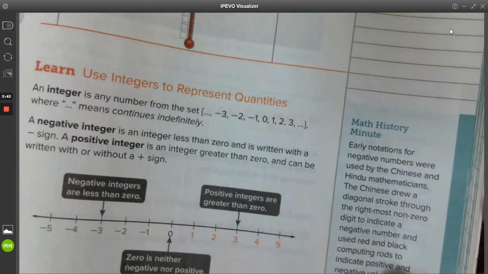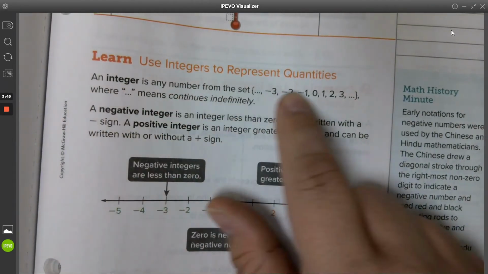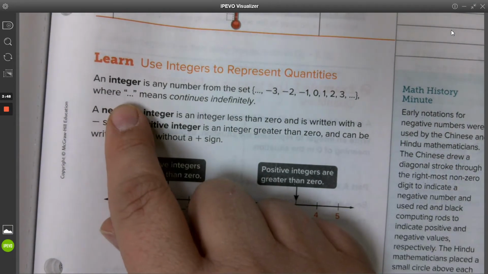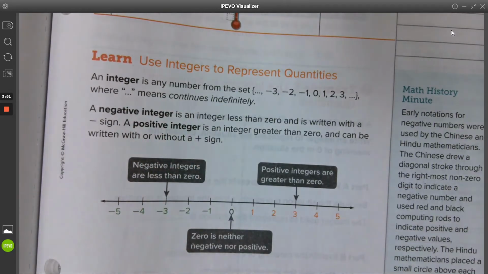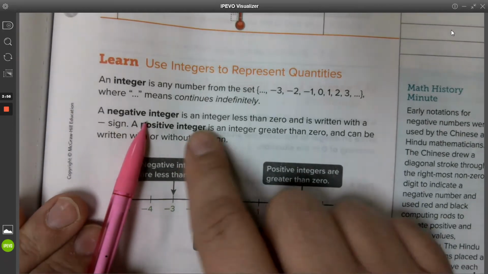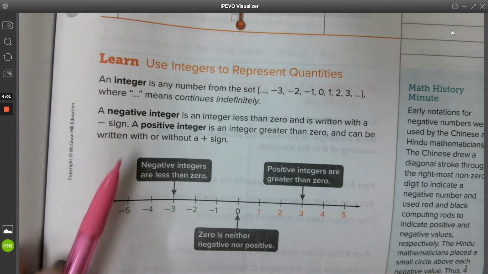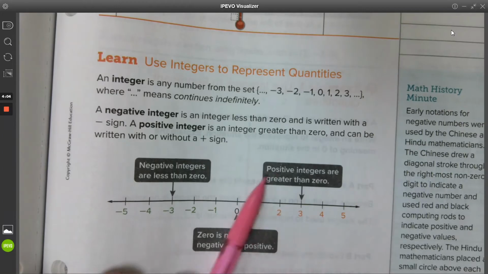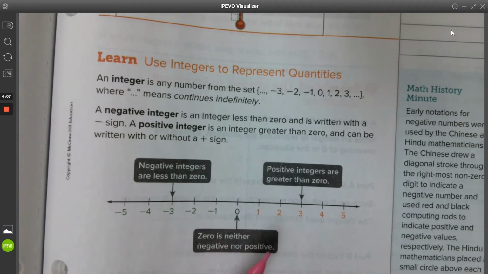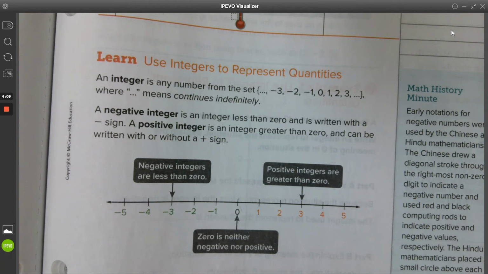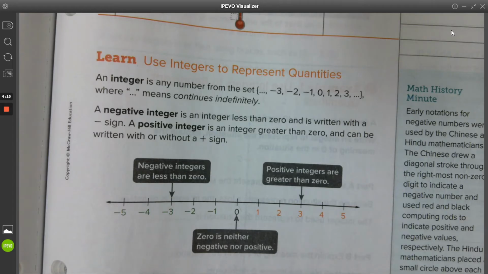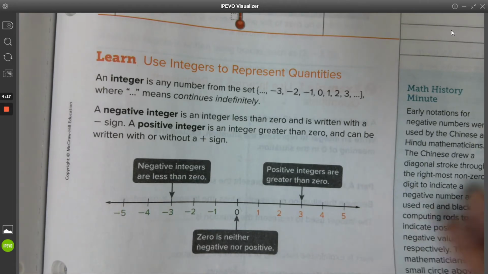Like I said, an integer is any number from the set, where the dots mean it continues indefinitely. So we can literally have any number on here. A negative integer is an integer less than 0 and is written with a negative sign. So these would all be negative integers. A positive integer is just the opposite of that. They're all over here. We don't have a sign before that, but we know that it would be a positive. 0 is a special case. It's neither negative nor positive, but it still is an integer in our data set.